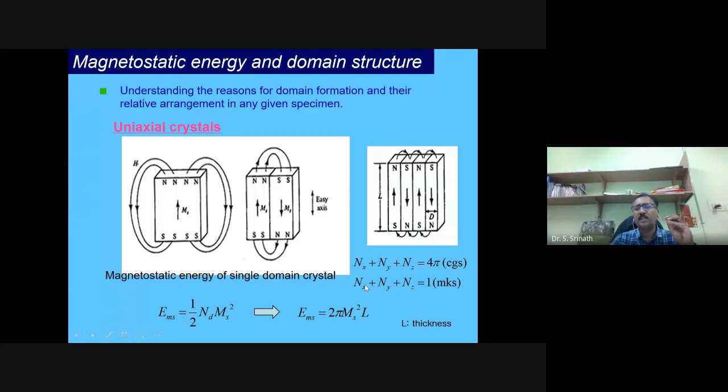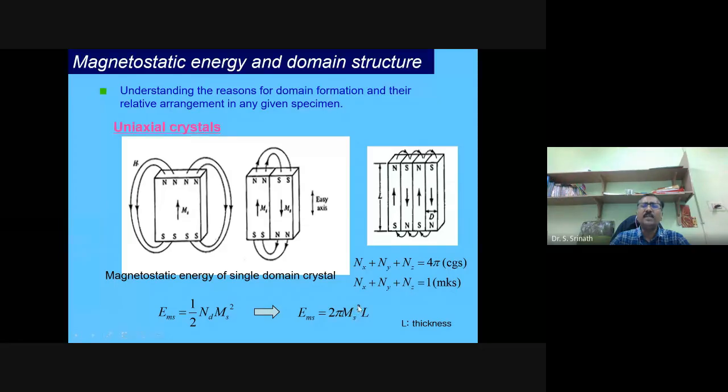demagnetization factor along the x direction, y direction, plus z direction, everything is 1. In CGS units it is equal to 4 pi, and in SI units it is basically 1. If I substitute that, the magnetostatic energy comes out to be 2 pi Ms square L in CGS units, where L is the thickness of the sample. So this magnetostatic energy is proportional to Ms square.